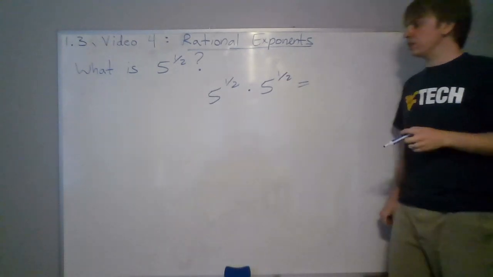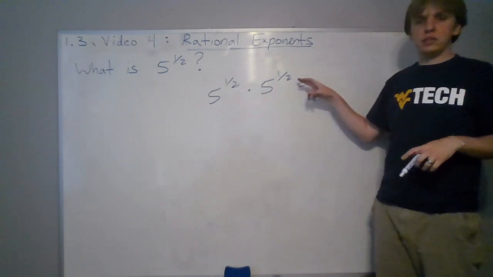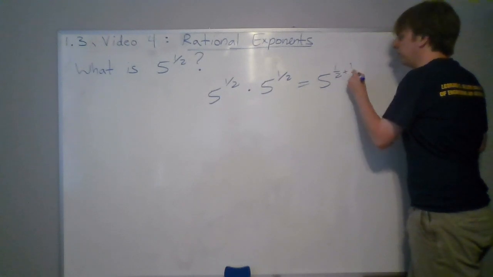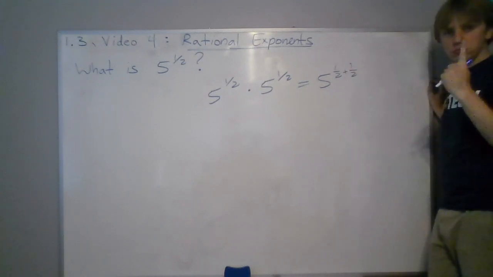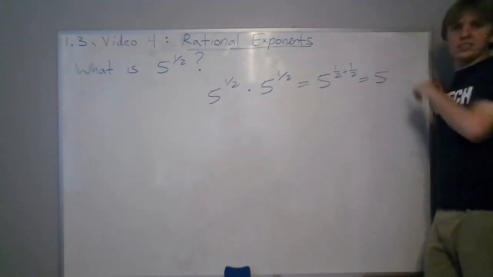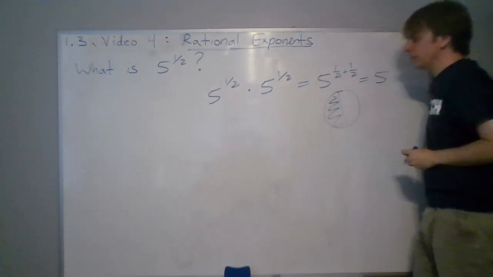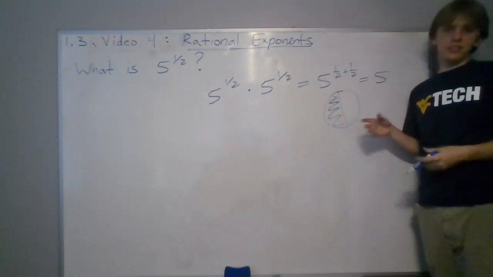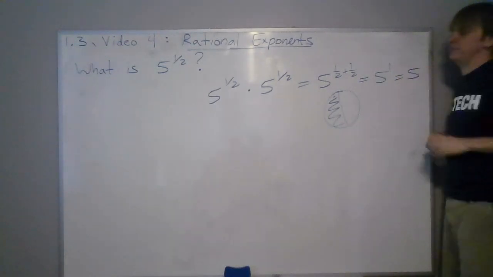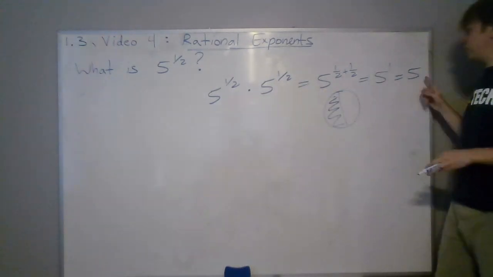Well, we have a rule of exponents that says if you have the same base, what you're supposed to do is add the exponents. So this would be the same as 5 to the power 1/2 plus 1/2, and 1/2 plus 1/2 would be 1. This is the easy kind of math with fractions. Math with fractions should always be explained in terms of pizza. Half a pizza plus half a pizza is 1 whole pizza. And 5 to the 1 is the same as 5. Okay, so this number times itself spits out 5.